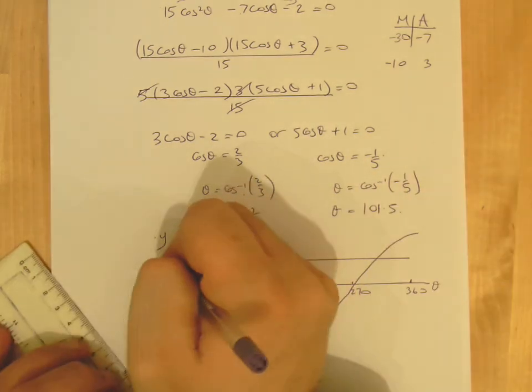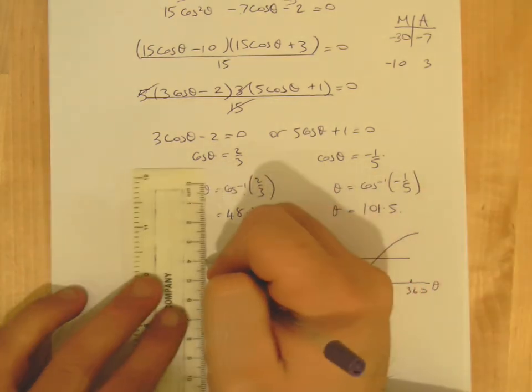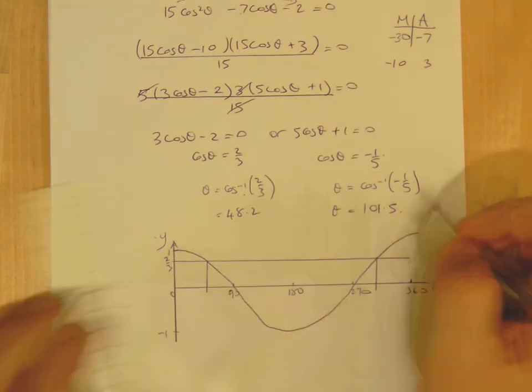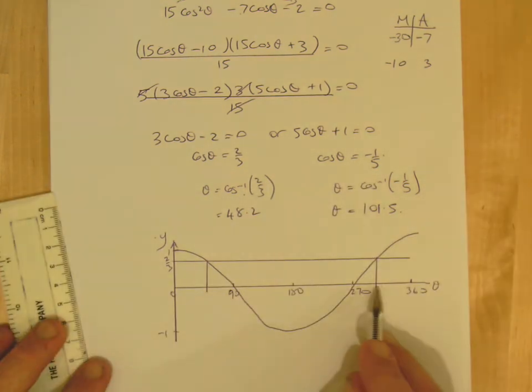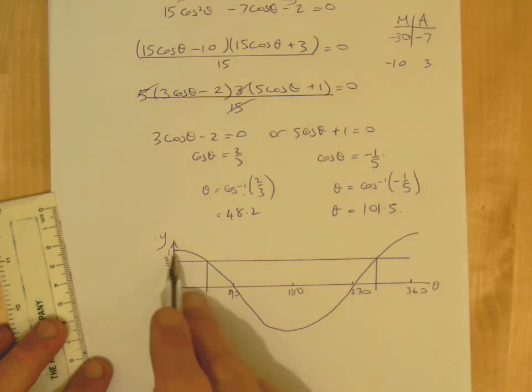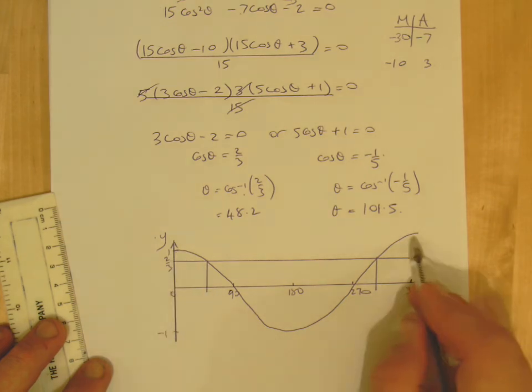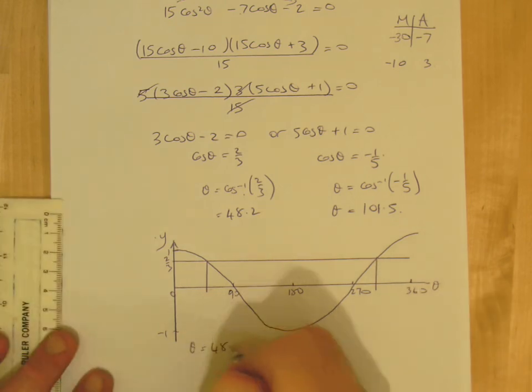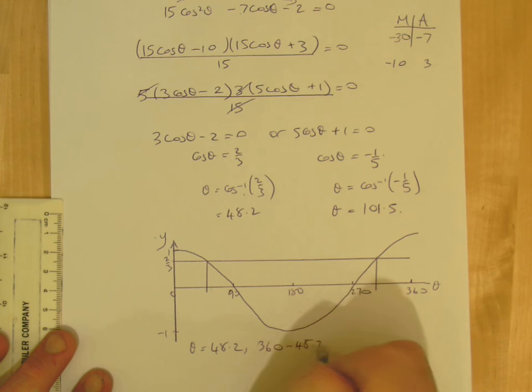There's 2/3. So you've got that value there, which of course is your 48.2. Okay, there's your 48.2, and you've got this value here. So you just look at the symmetry now. So you've got 48.2 to slide down to there. So slide down to here, 48.2. So you're going to do 360. You've got the first solution, and then you've got the second solution, 360 minus 48.2.